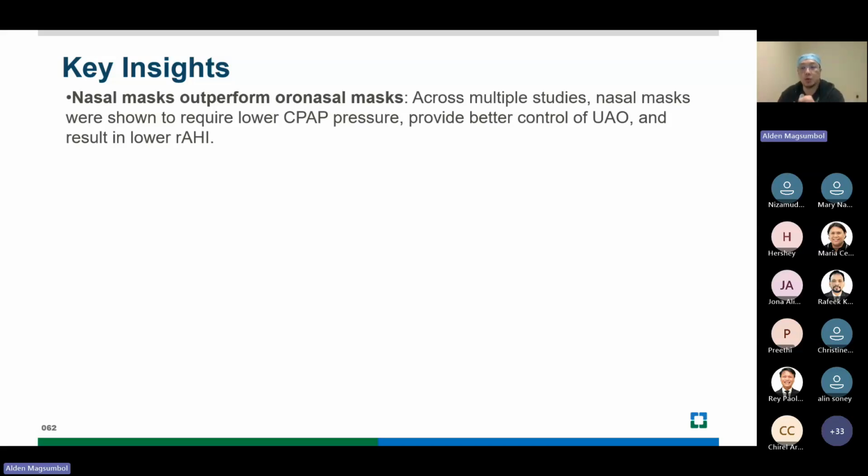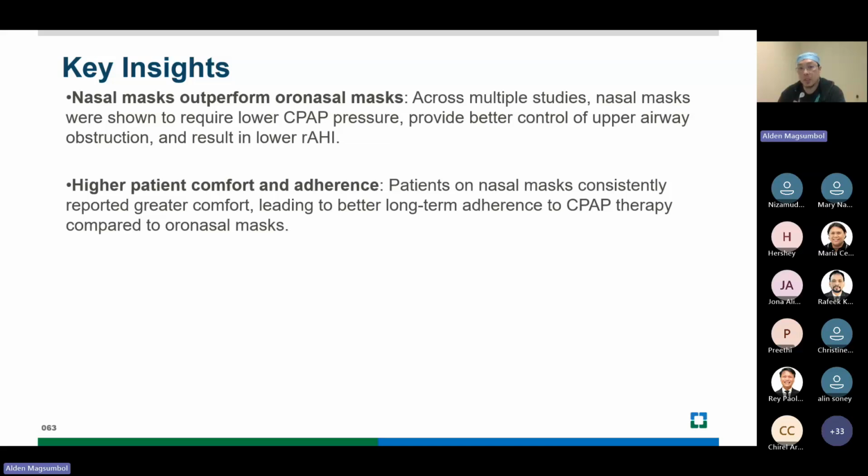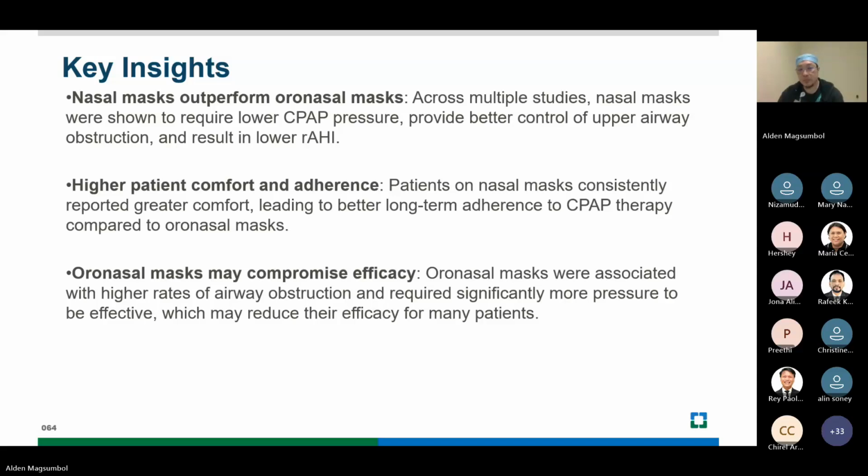Nasal masks are shown to require lower CPAP pressure, provide better control of upper airway obstruction, and result in lower residual AHI, higher patient comfort and adherence. Patients on nasal masks consistently reported greater comfort, leading to better long-term adherence to CPAP compared to oronasal masks. Oronasal masks may compromise efficacy. Oronasal masks were associated with higher rates of airway obstruction and required significantly more pressure to be effective, making them less effective for many patients.